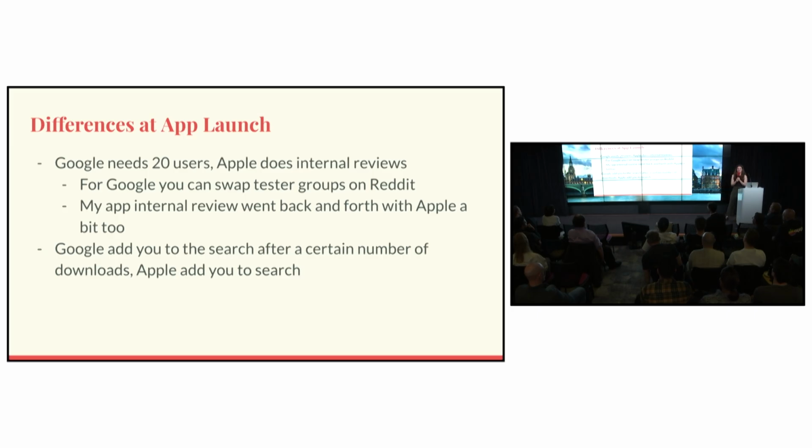Yeah, so Google don't add you to the search straight away, which I didn't realize. So when I said to all my friends, download the app, they all went, how? It's really frustrating. But they only add you to the search after you've got a certain number of downloads. So the Play Store is a little bit more exclusive. Apple add you to the search straight away. You will look like a very suspicious character because you'll need 2 phones and 2 OSs if you want to launch on both stores.